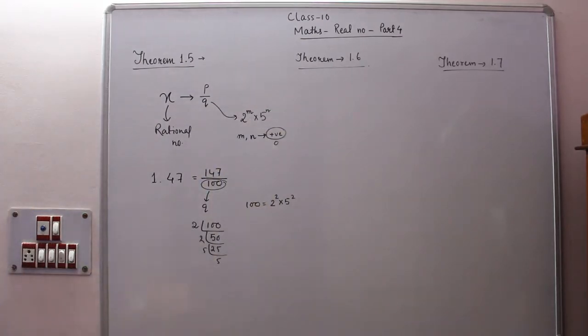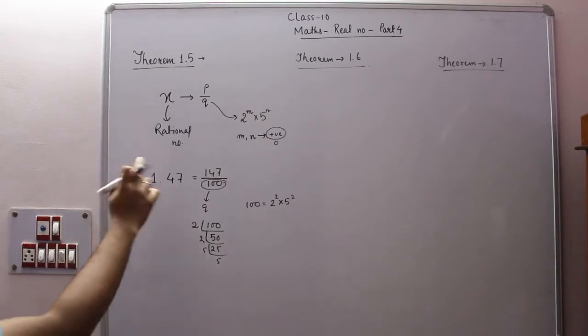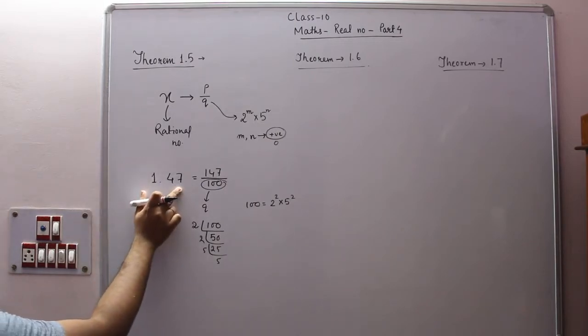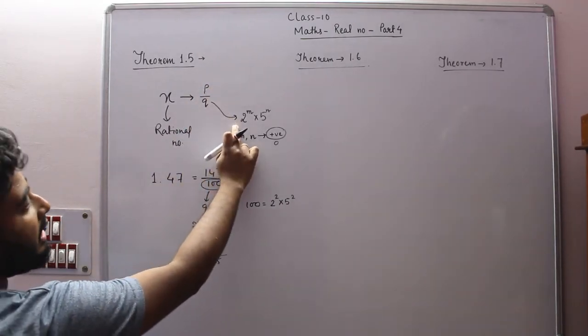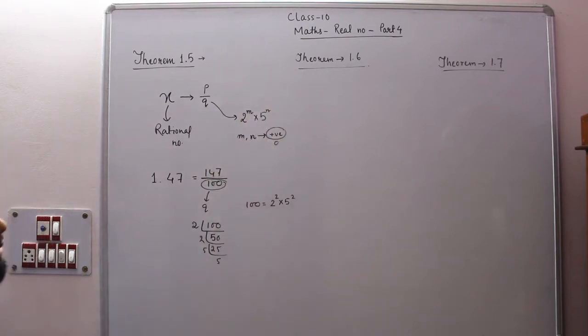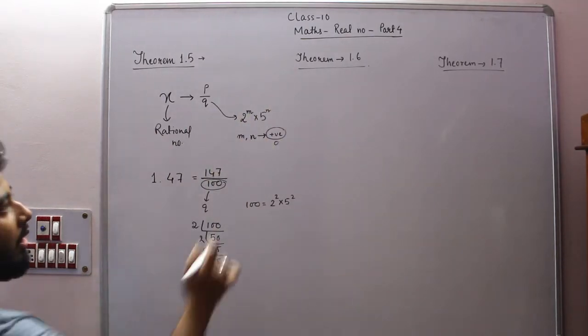So the theorem states that if x is a rational number and it has a terminating decimal expansion, then when you write it in the form of p by q, the denominator will be in the form of 2 power m into 5 power n. This is what the theorem is all about.